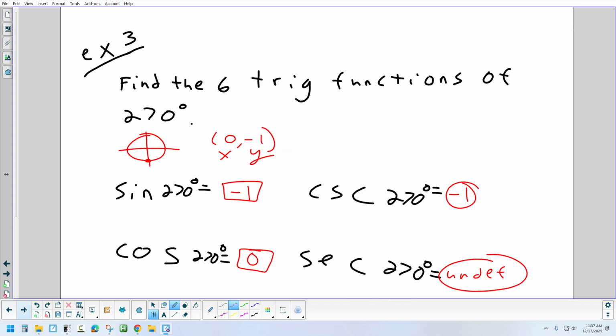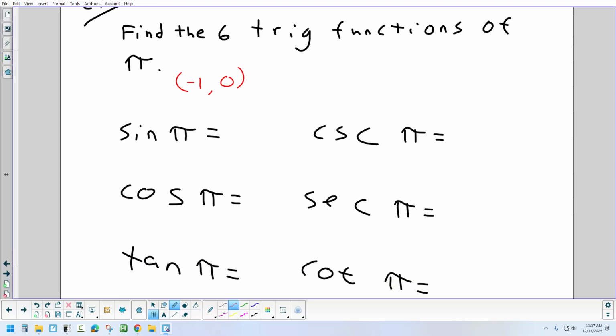So what would be the sine of pi radians? 0. The cosine of pi radians? -1. And the tangent of pi radians? Just imagine putting a division line right here. That's tangent. 0 over -1. 0 divided by -1 is 0. Gotcha there. How about the cosecant of pi radians?